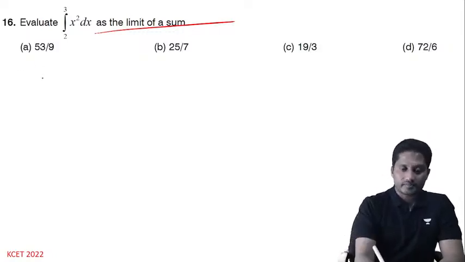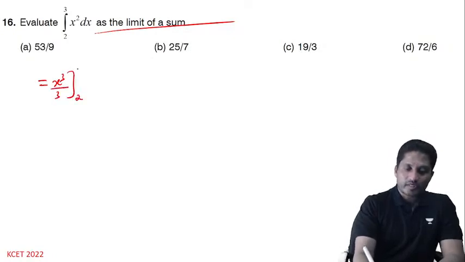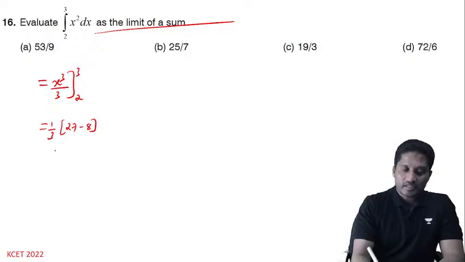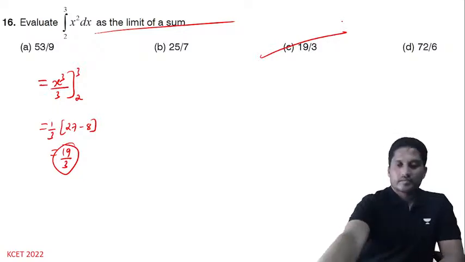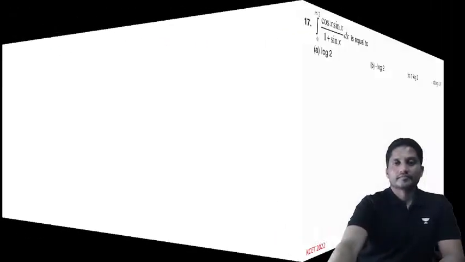I want only the option. Integration of x square is x cube by 3 between the limits 2 to 3. This is 1 upon 3, right? Upper limit 3 cube is 27, 2 cube is 8. So the answer is 19 by 3. Answer is option C. Let's move to the next question.